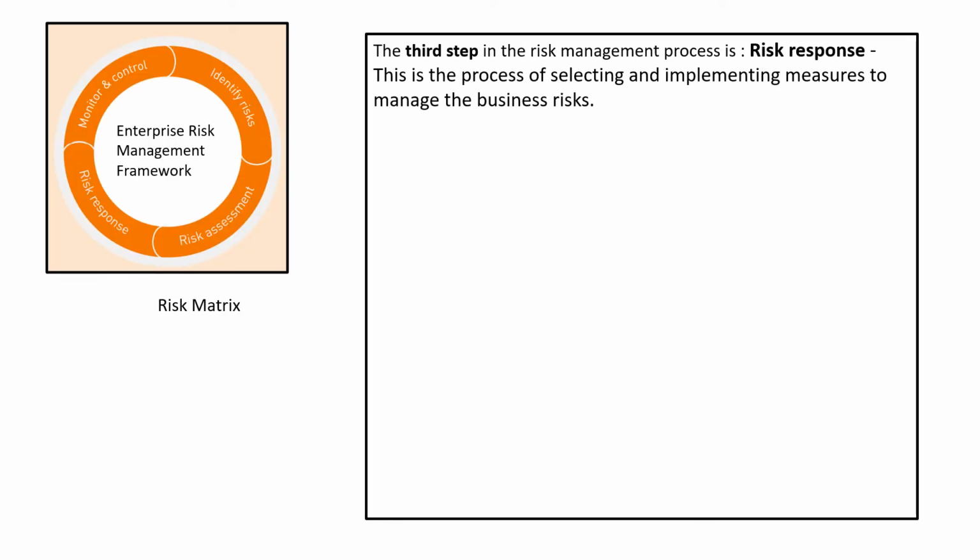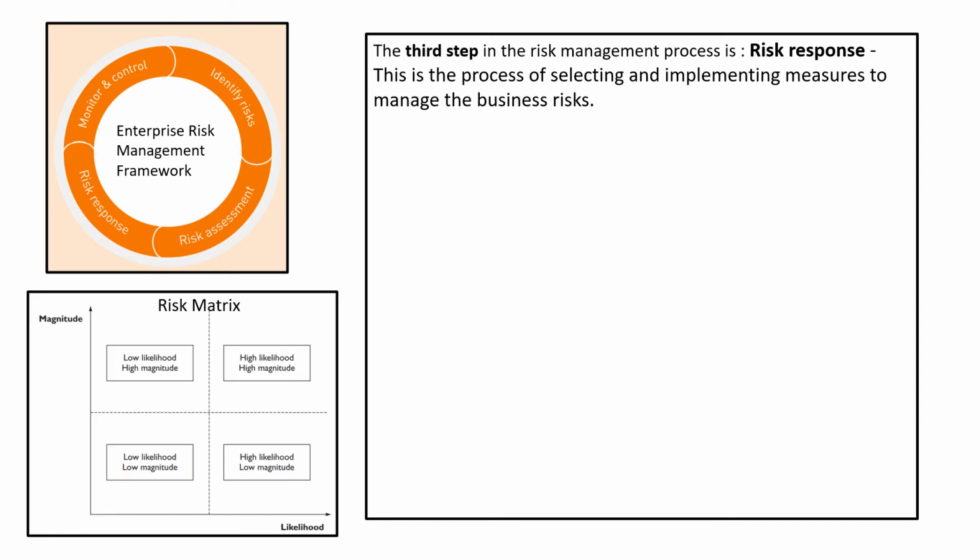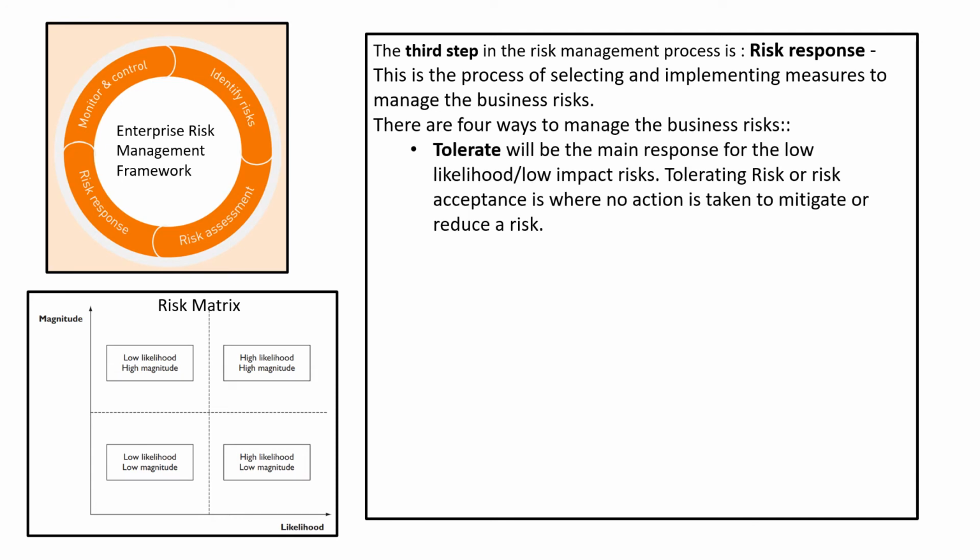The third step in the risk management process is risk response. This is the process of selecting and implementing measures to manage the risk. There are 4 ways to manage the business risk. First is tolerate, which will be the main response for the low likelihood and low impact risk. Tolerating risk or risk acceptance is where no action is taken to mitigate or reduce the risk.